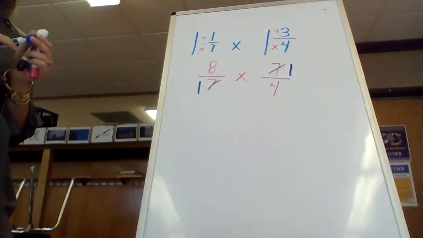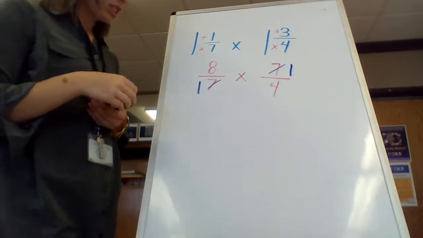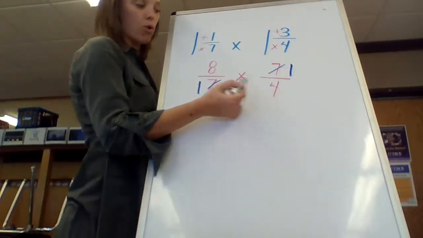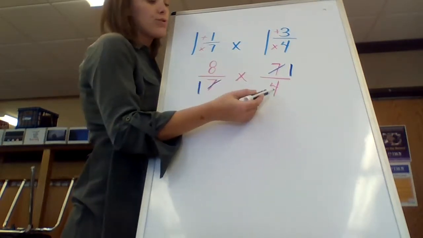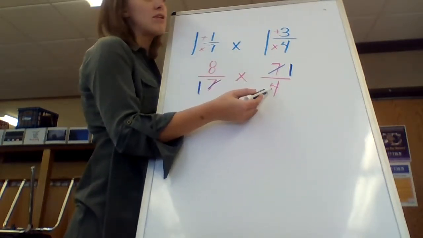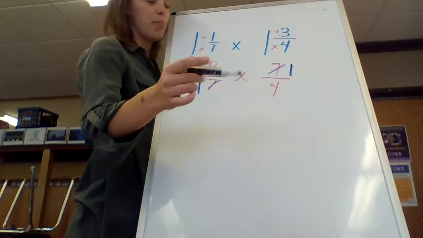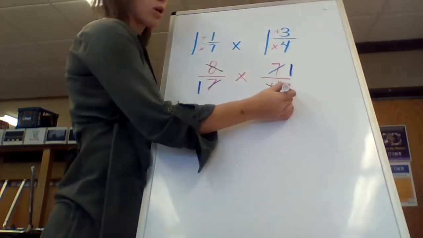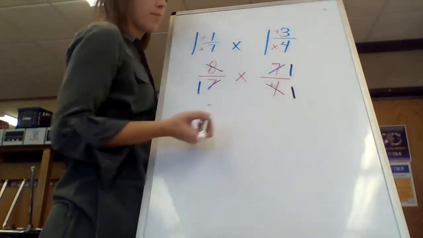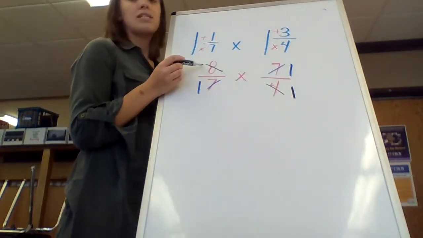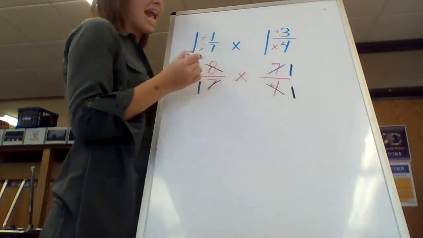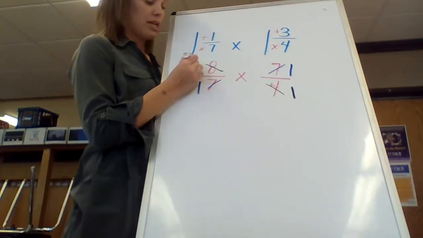But just for kicks and giggles, I want to now see if I can simplify the 4 and the 8. So I'm going to say, can 4 evenly go into 8? You bet they can. So I'm going to do 4 divided by 4 leaves me with 1. Whatever you divide with the denominator, you divide with the numerator. So 4 divided by 4 is 1. 8 divided by 4 is 2.